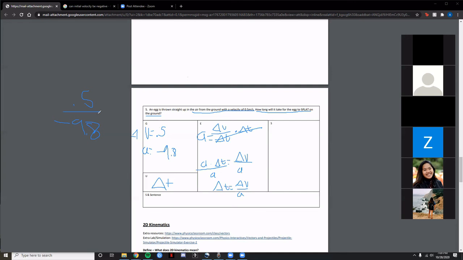All right. 0.5 divided by negative 9.8, you get negative 0.051, right? But that's only going in one direction. That's only going up or down. So then you multiply that by 2, and you get negative 0.1. But since time can't be negative, you just say 0.1 seconds. Do you understand that? Does that help? Yeah. Thank you. No problem. Anyone else have any other questions?